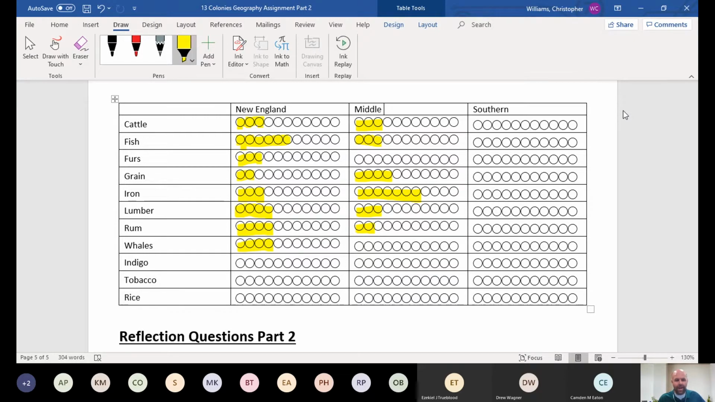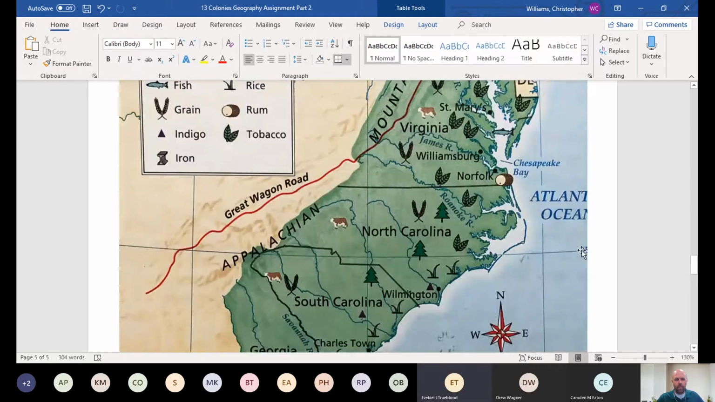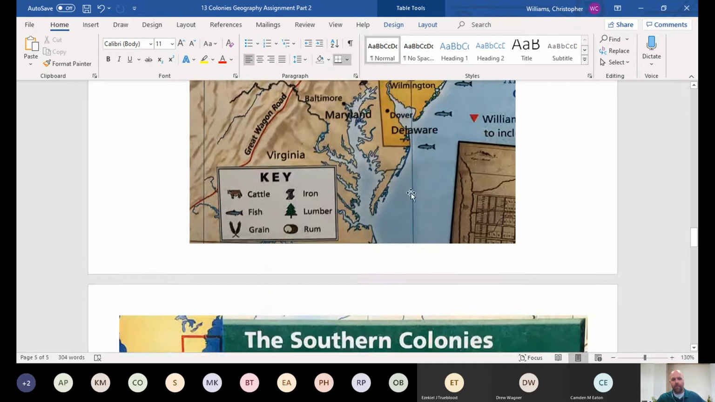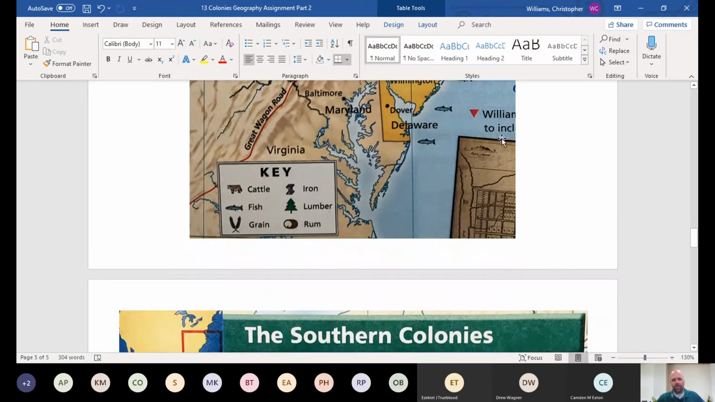Okay. What about indigo? Do we see any indigo in the middle colonies? No. Okay. What about tobacco or rice? No. Yep. Again, if we're just looking at the key, we don't see those indicated on there. That's the first thing you need to look for instead of trying to find them all over the map. If they're not on the key, they're not going to be on the map.